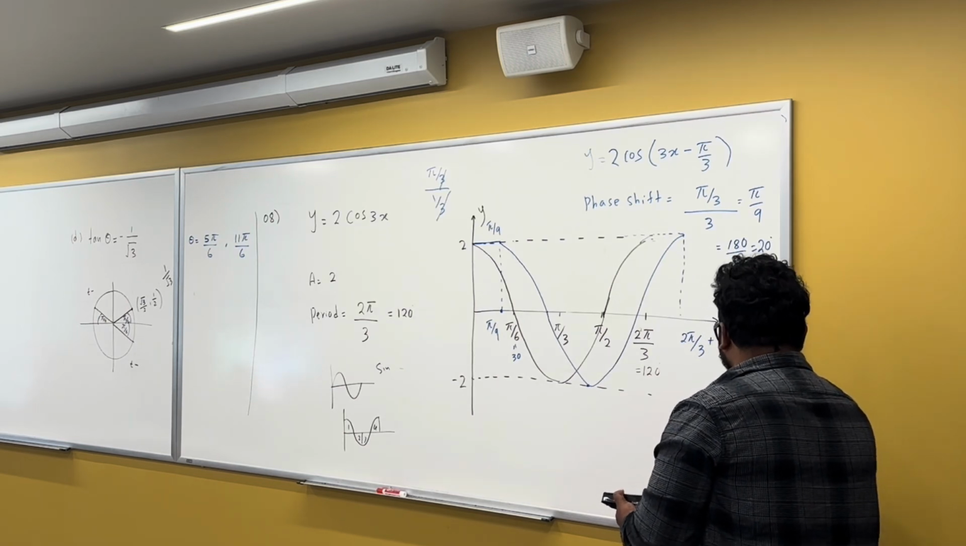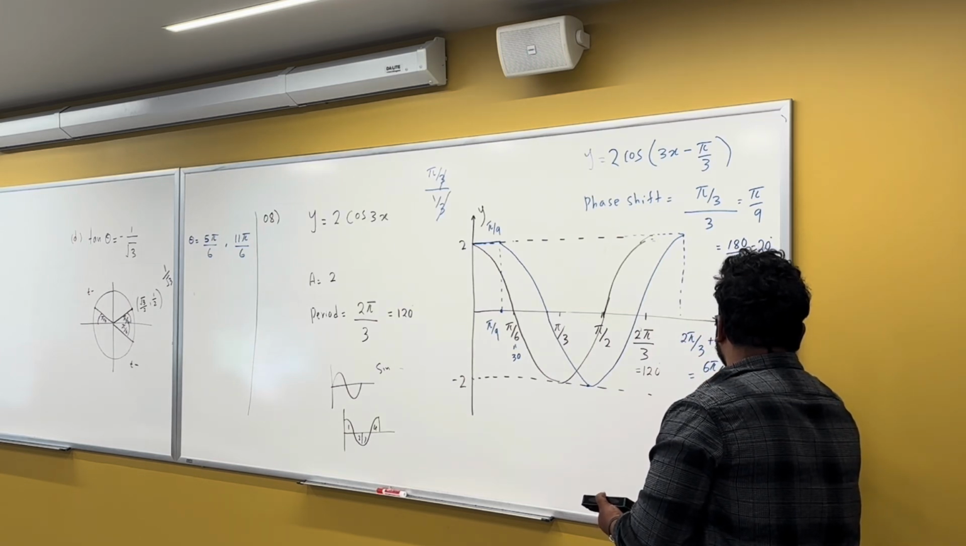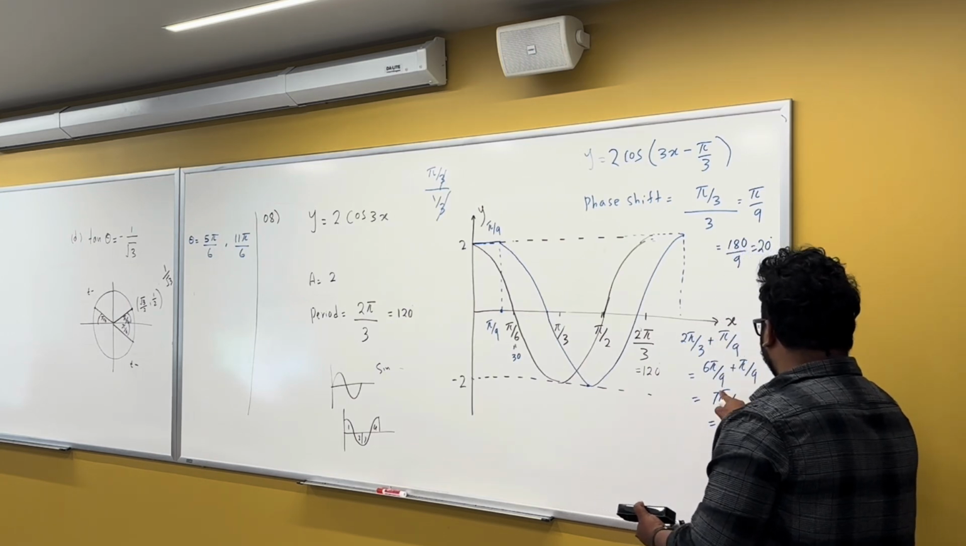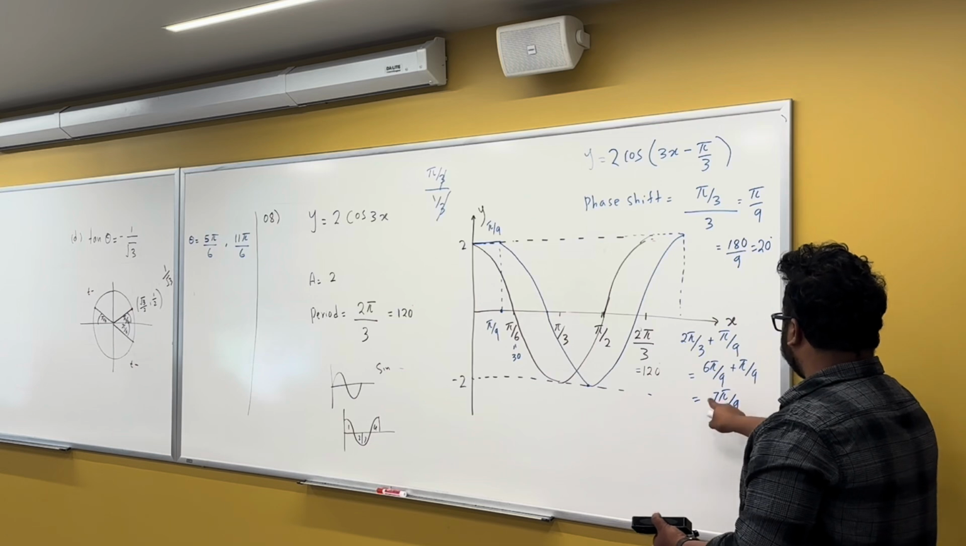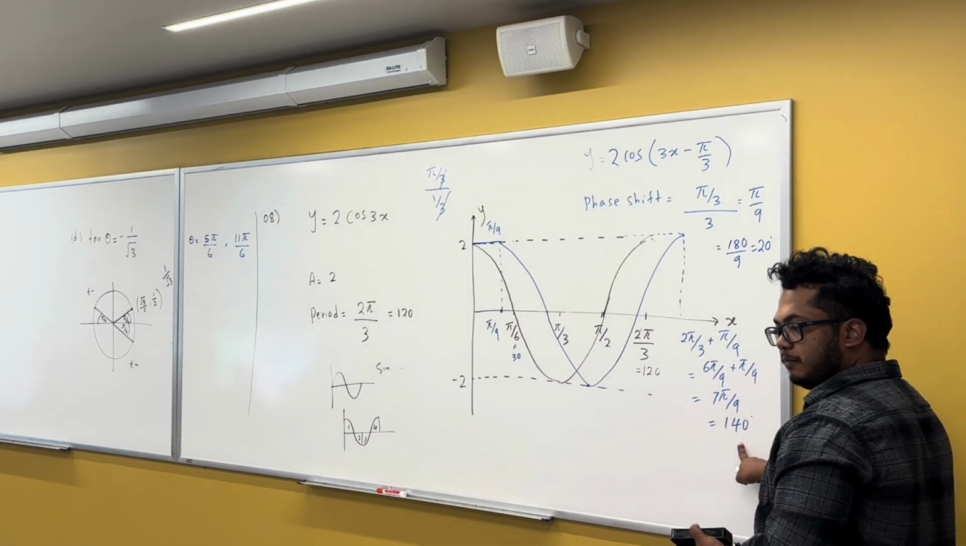140 is in degrees. But you can add this. If you multiply both sides by 3, it's 6 pi over 9. This is pi over 9. This is 7 pi over 9. I know pi over 9 is 20. 20 times 7, 140. Clear?